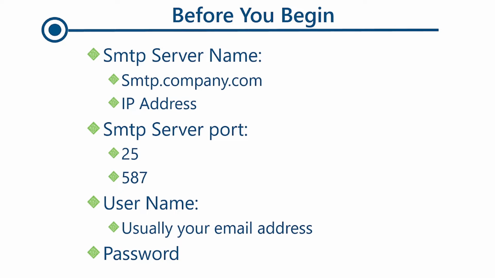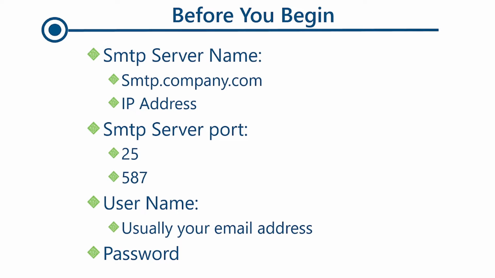Second thing that you're going to need to know is what port the SMTP server is listening on. Traditionally, it's either going to be port 25 or 587, but there are other ports that may be used. Again, talk to your email administrator. They should be able to give you this information.